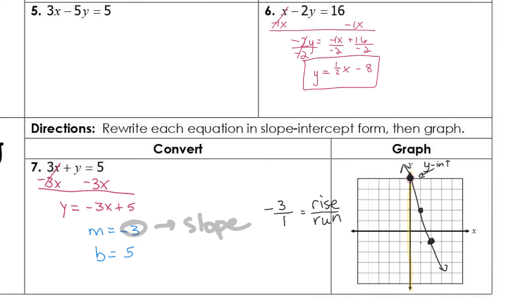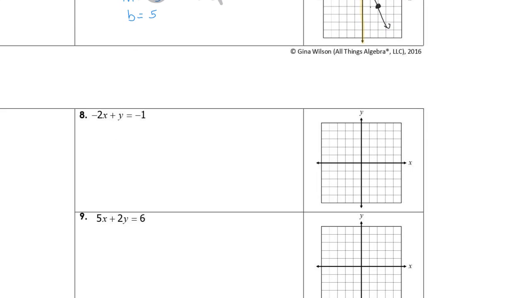So now we're not just given the equation and asked to graph it. We're given an equation in standard form, asked to convert it to slope-intercept form, and then graph it. Let's take a look at a couple more examples like this.